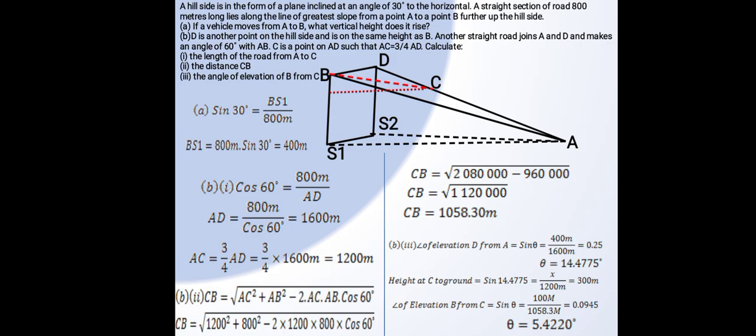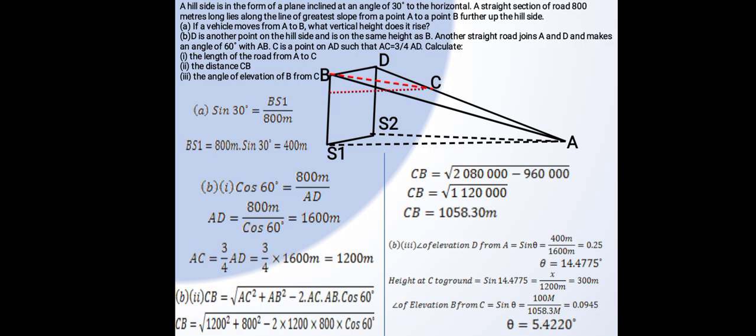That we calculate by taking sine theta, which is the opposite side over the hypotenuse. We know the distance AD to S1 is 400. We have computed and gotten that AD is 1,600. So dividing that, we get that sine theta is 0.25, which translates to 14.4775 degrees from mathematical tables or using a scientific calculator.